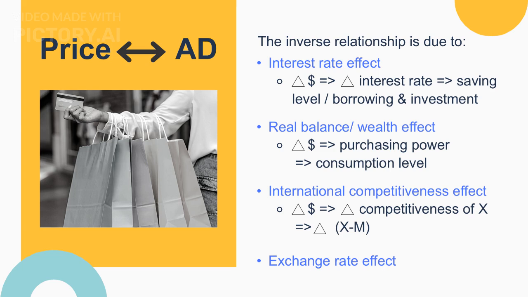Higher prices normally lead to higher nominal interest rates to reward or compensate savers for the effect inflation has on the real value of bank deposits and loans. Higher nominal interest rates tend to reduce consumption and investment. Next, higher prices lead to a reduction in the purchasing power of household wealth. A loss of real wealth leads to less consumption. This is the real balance or wealth effect.